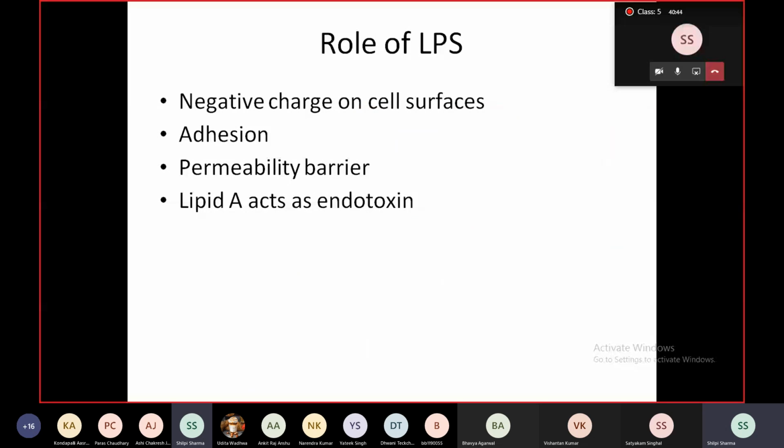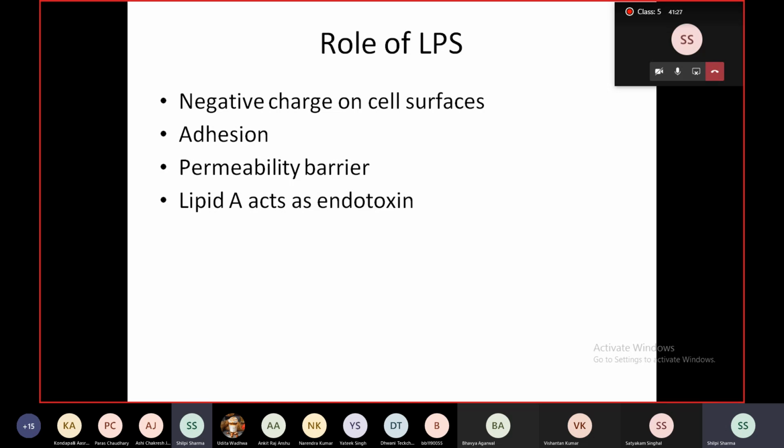Now, the LPS serves many roles. It contributes to the negative charge on cell surface, just like you saw teichoic acid also conferring negative charge on gram positives. It may contribute to the attachment to surfaces, even biofilm formation. Then it leads to a selective permeability barrier because of the presence of these porins. Also, the lipid A of the LPS molecule is toxic and is even called endotoxin, which generates a strong immune response when the bacteria infects animals.